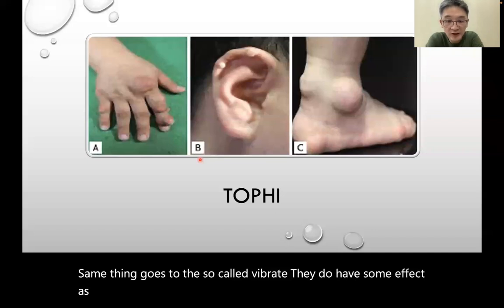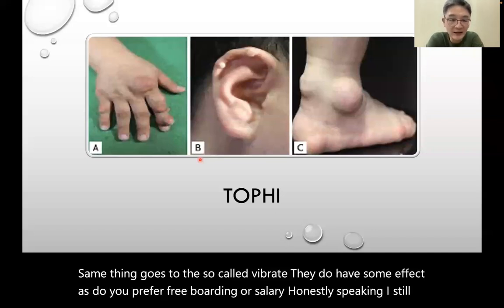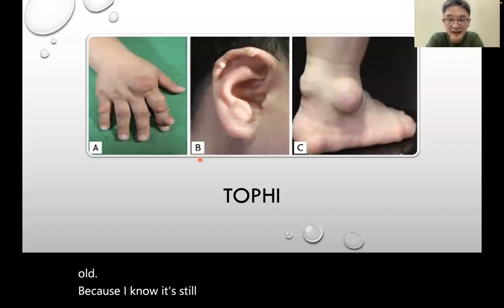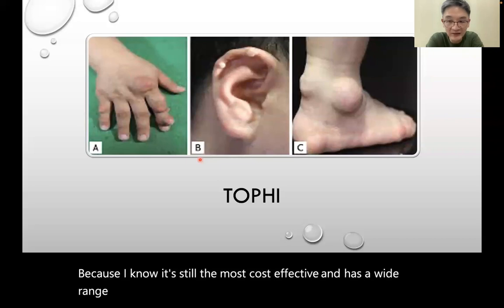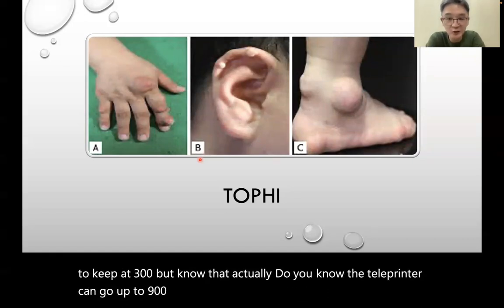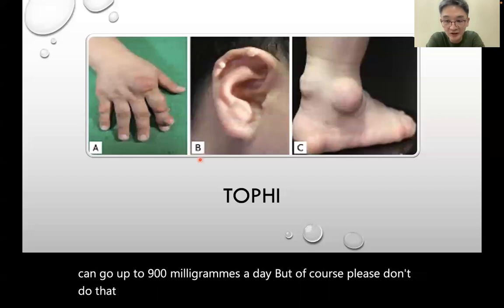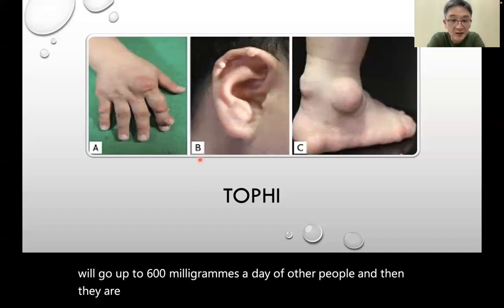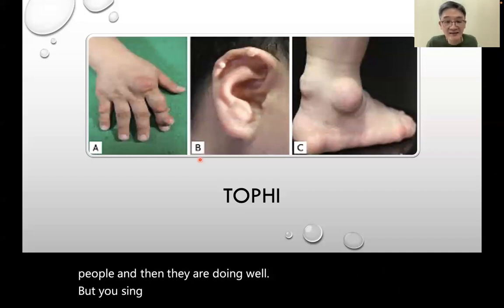Do you prefer Febuxostat or Zyloric? Okay, honestly speaking, I still stick to my old allopurinol, because allopurinol is still the most cost-effective and has a wide range of doses to play around. I know outside they tend to keep at 300, but you know that allopurinol can go up to 900 milligram a day. But of course, please don't do that without consulting the rheumatologist. Some of my patients will go up to 600 milligram a day of allopurinol, and then they are doing well.